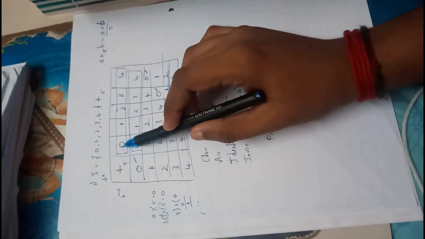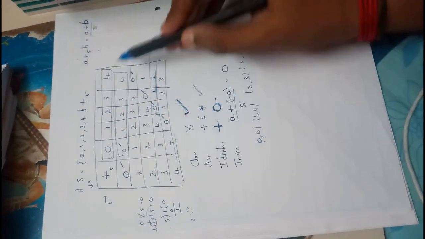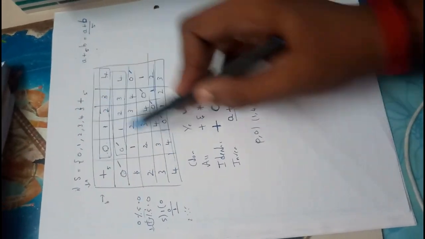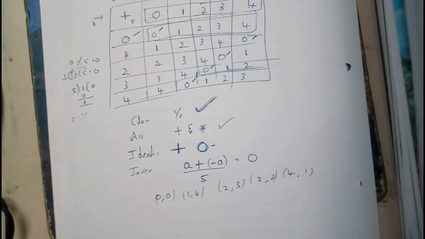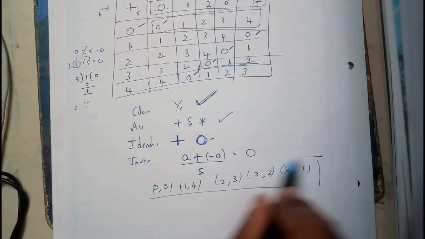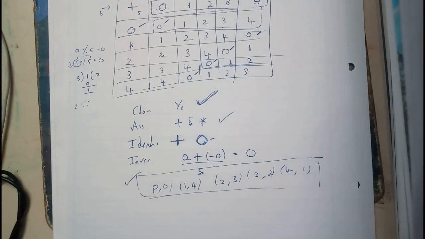Okay, wait, there is a bit of a problem doing it like that. For 0 0 0, for 1 4, 2 3, 3 2, 4 1. Okay, I hope everyone got a small idea on this. That's fine. I'll be continuing like this only. Okay, these are the inverses. I have found them successfully.